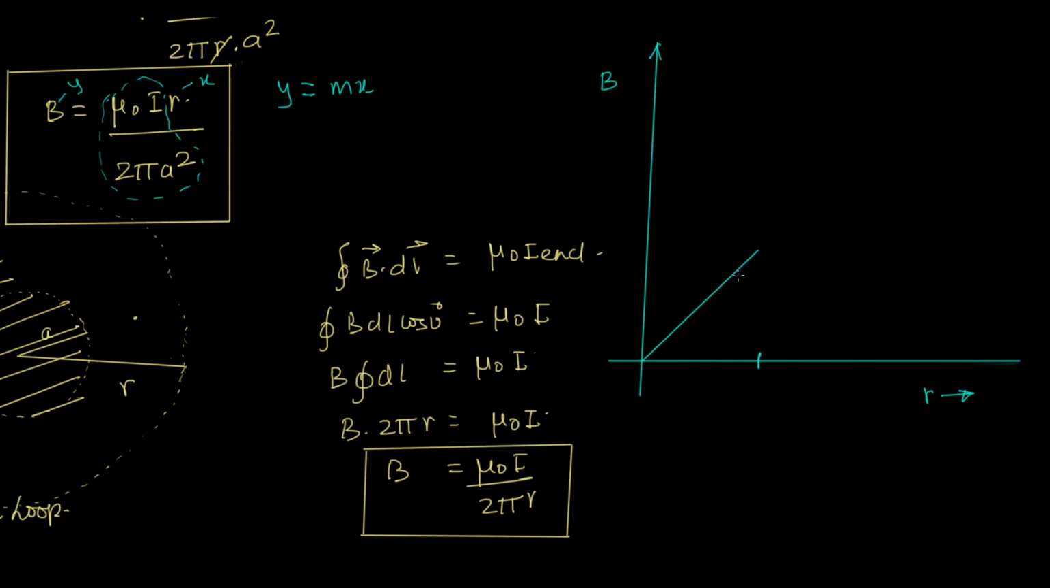So it increases, and k is positive, so it goes like that. Depending on these values, the slope will change. What is the slope? This tan theta is m, and this m is mu naught I upon 2 pi a square. Higher the value of m, greater is this angle theta. And it attains a value what? If I put r is equal to a at this point, then it becomes mu naught I by 2 pi a. So here the value of B is mu naught I upon 2 pi a.